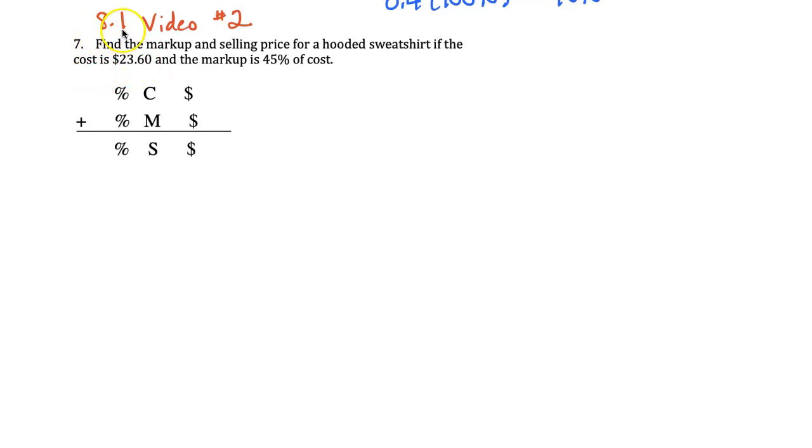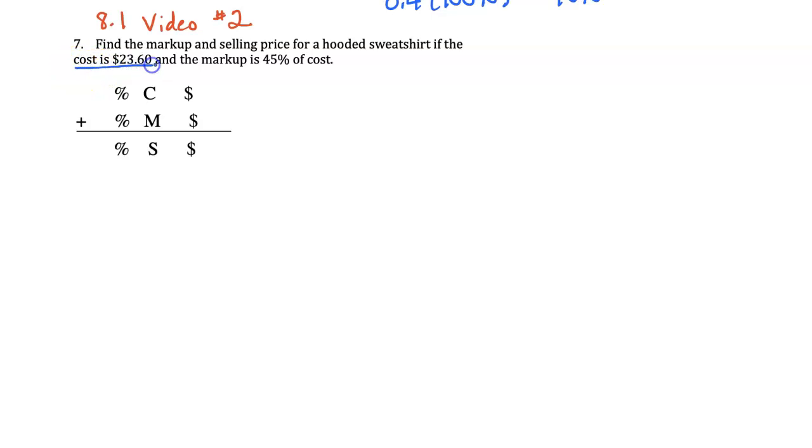Let's continue with section 8.1. Find the markup and selling price for a hooded sweatshirt if the cost is $23.60 and the markup is 45% of cost. Let's take those as they were given.